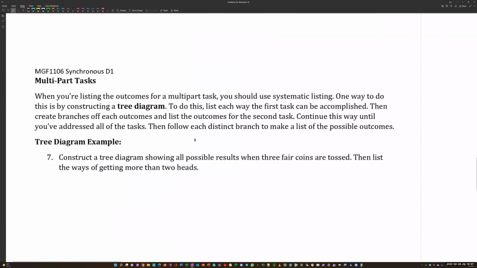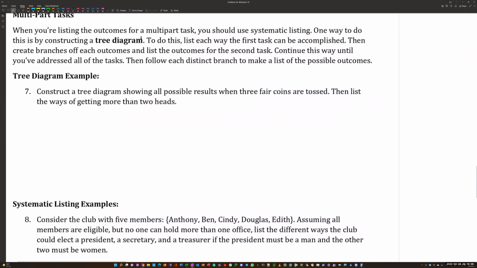So now the tree problem. Construct a tree diagram showing all possible results when 3 fair coins are tossed, then list the ways of getting more than 2 heads. Tell me all the possibilities when you toss 3 coins. Heads and tails... no, 3 coins. Heads, heads, heads, heads, tails, heads, heads, tails, tails, tails, heads, heads. That's correct, but do it in some sort of systematic order.